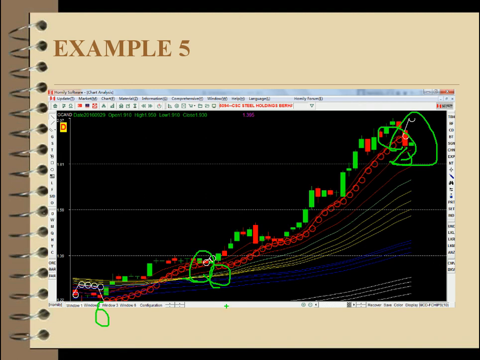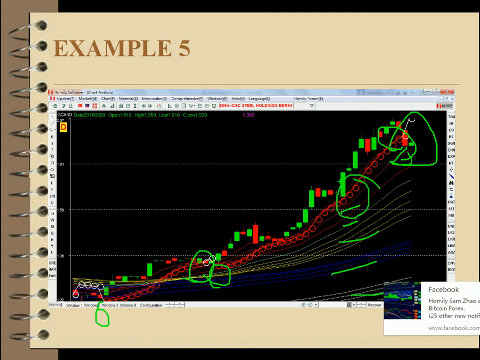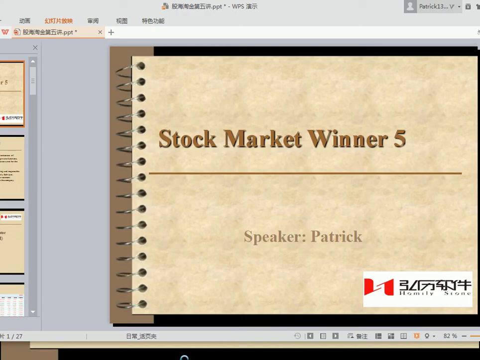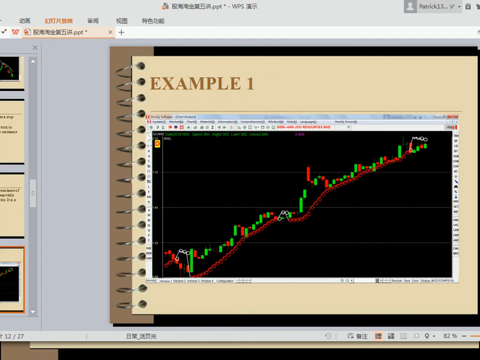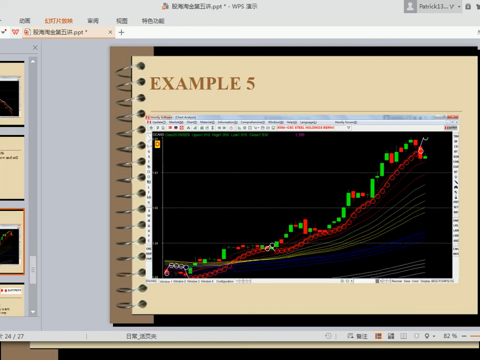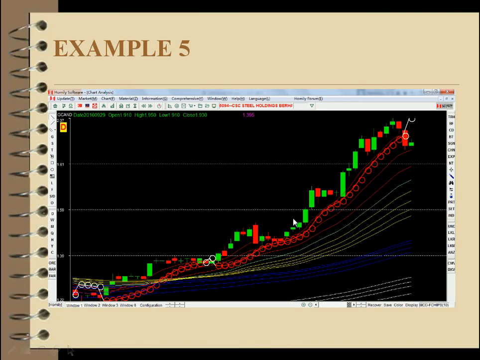Actually, the HRB has the pattern: the white line, blue line, yellow line, and the green and the red. Okay, the red one must be above. Okay, so this is how to use the RWC and the HRB.